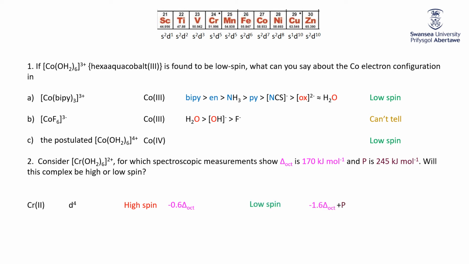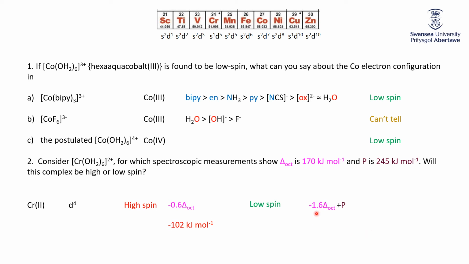On the other hand, low spin for D4 is minus 1.6 delta oct stabilization, but with P's worth of destabilization. We know delta oct and we know P. For the high spin, 0.6 of 170 is 102. So the high spin is stabilized compared to the one where they're all degenerate by minus 102 kilojoules per mole.